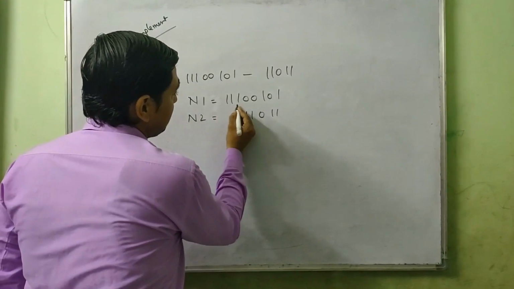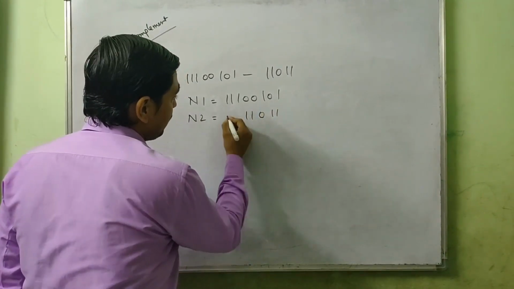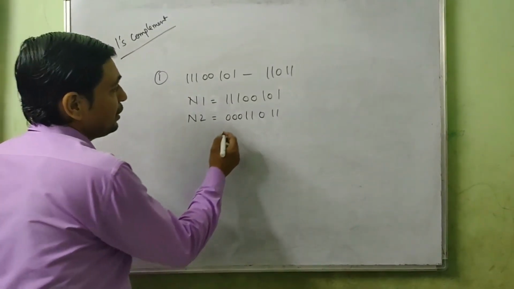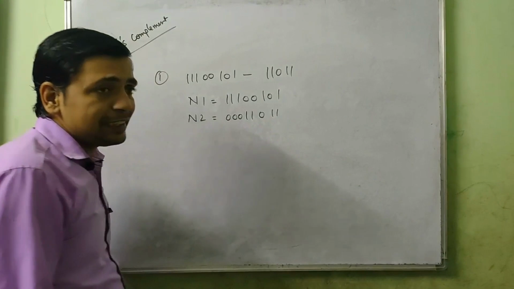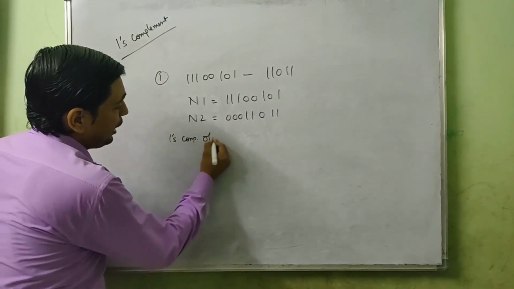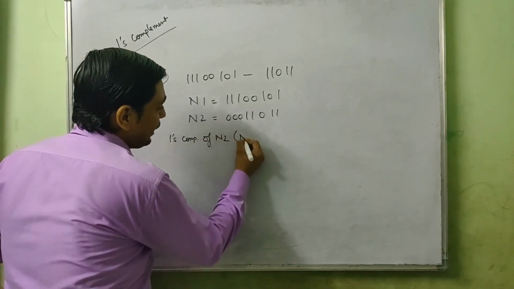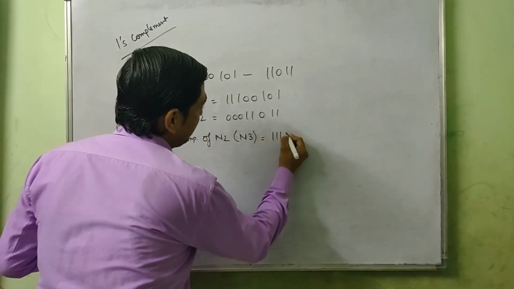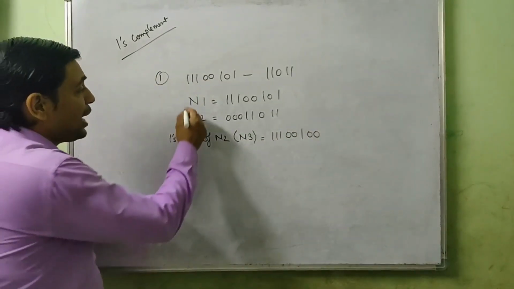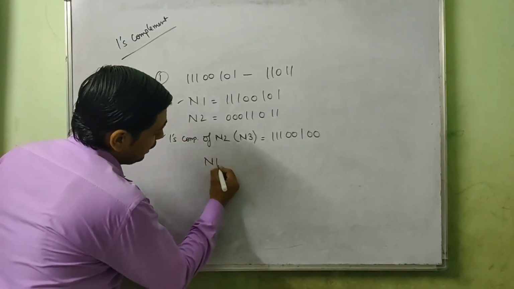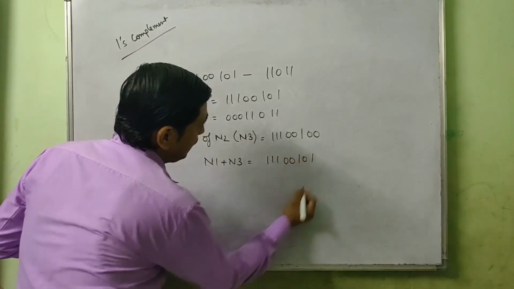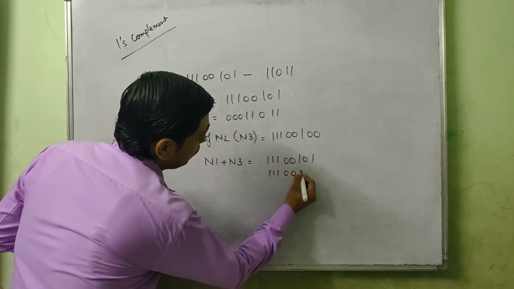In the first number it is 1 2 3 4 5 6 7 8, in the second it is 5, so we have to add 3 zeros. So now both are 8 digits. Now you have to calculate the 1's complement of n2, and let's name it n3. So that will become 11100100. Now we have to add n1 and n3. So n1 will be added to n3: 11100101 and 11100100.